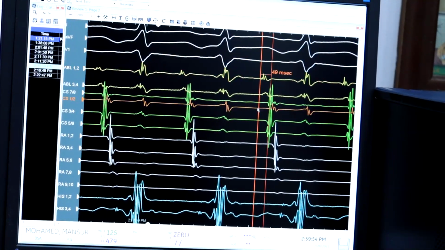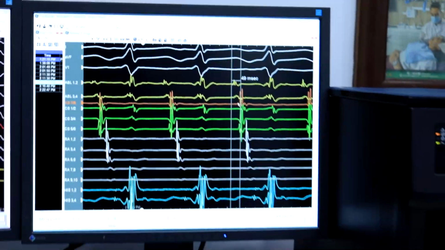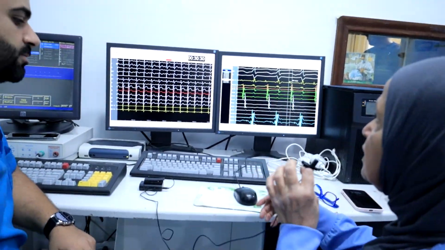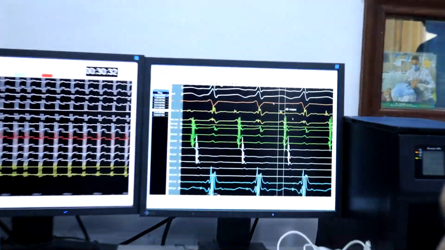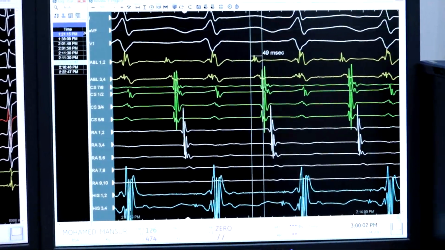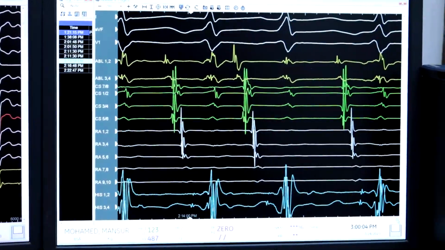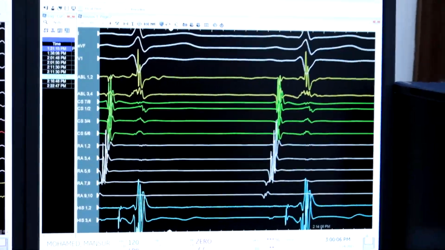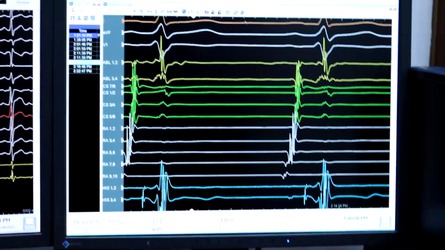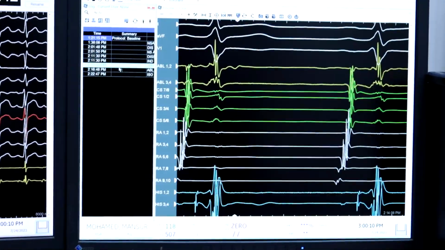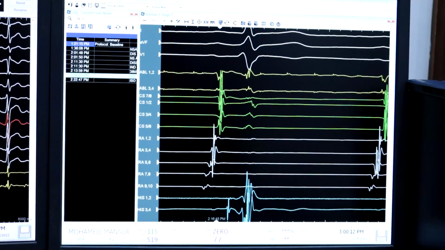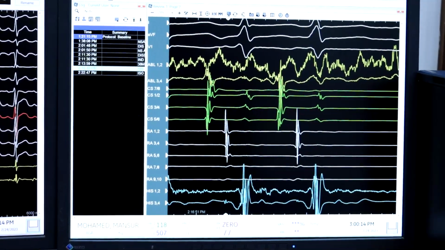So what happened here? We used an irrigated catheter. This is conventional ablation, of course. And we did ablate, and after ablation the tachycardia terminated immediately. So bring it here. Here, this is the ablation.